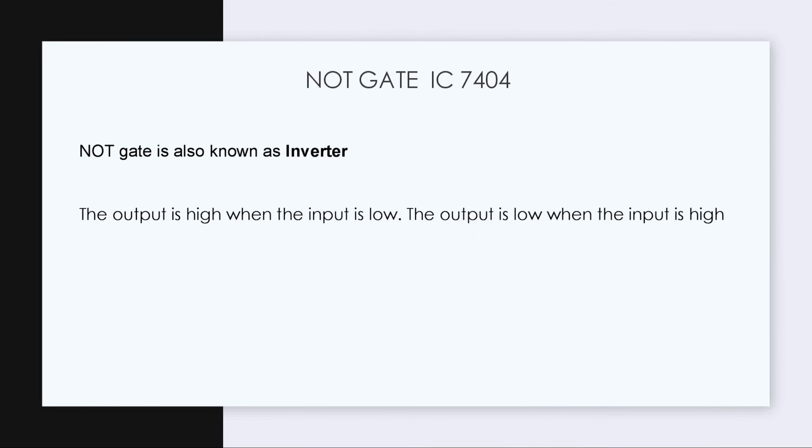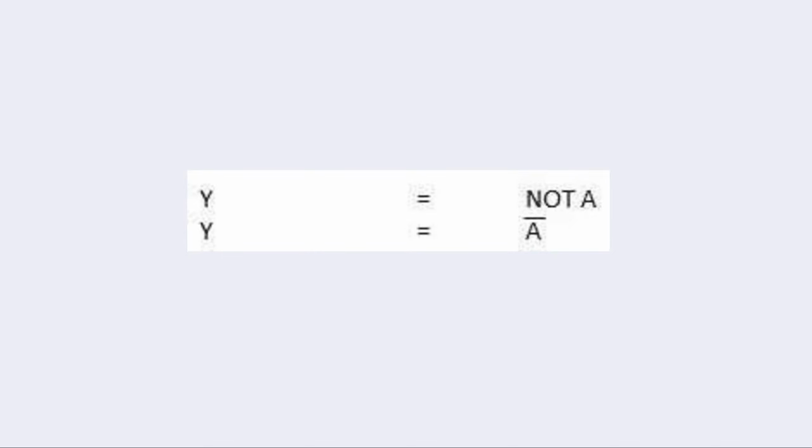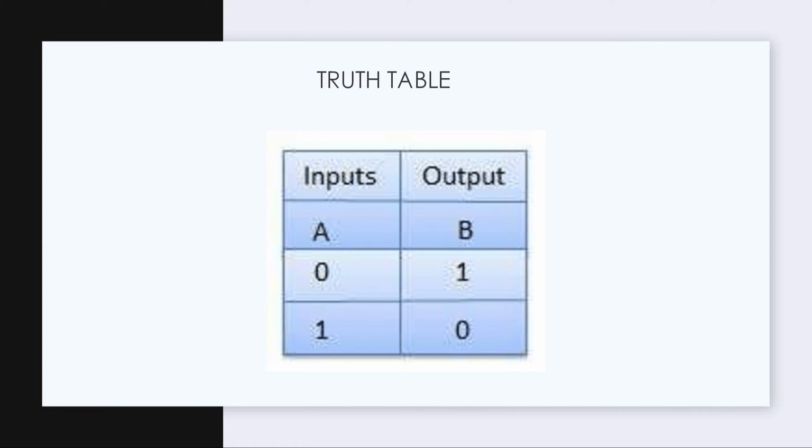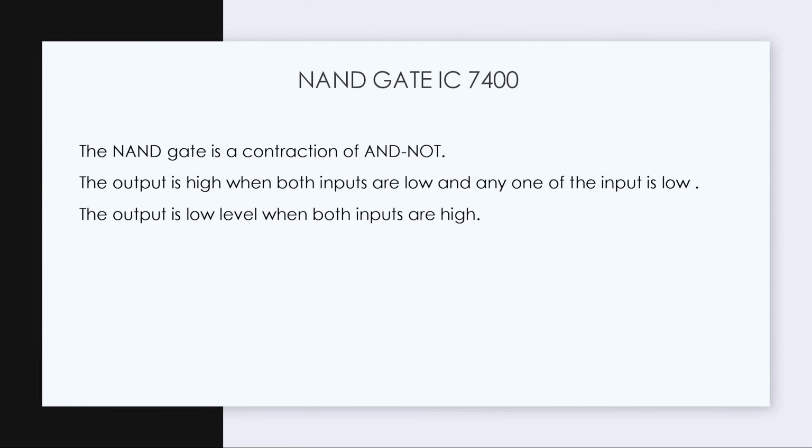NOT gate is also known as inverter. The output is high when the input is low. The output is low when the input is high. This is the equation for NOT gate. Here the output is a complement of the input. This is the logic diagram for NOT gate, and this is the truth table. If the input is given as 0, the output is 1, and if the input is given as 1, the output is 0.